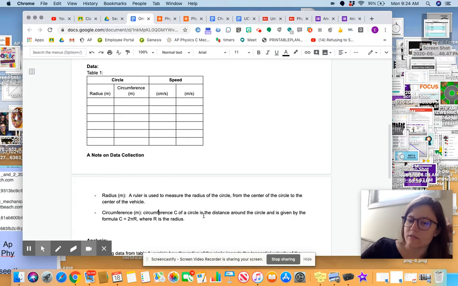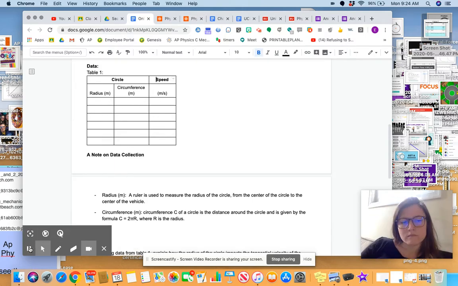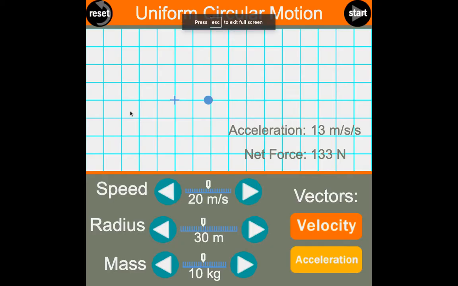Circumference is the distance around the circle that's traveled, given by the equation 2 pi r, where r is the radius. So using the simulation, you're going to calculate circumference, record radius, and record the speed. We're going to record the speed just in meters per second. So using the simulation, okay, I'm going to do one example with you guys.